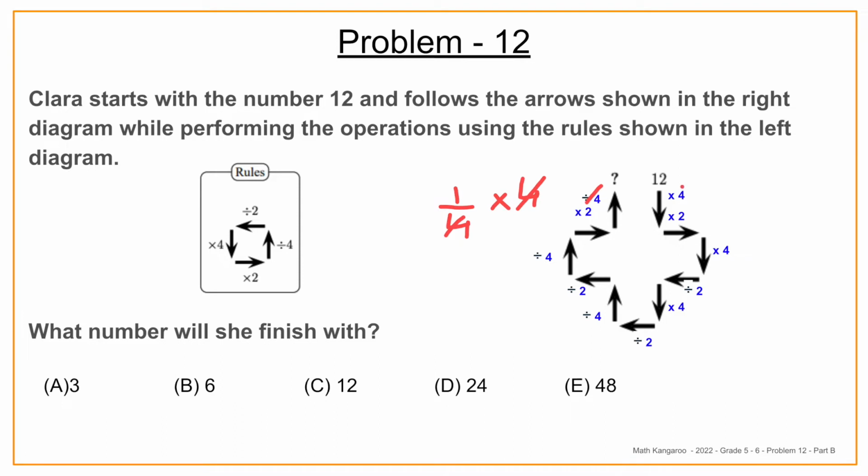So we cancel these. We have multiply 4, divide by 4. We have multiply and divide, we cancel. Now we have multiply by 2. We cancel with divide by 2. We have multiply by 2, cancel with divide by 2. Is there anything left? Divide by 2 only. So we divide 12 by 2 gives us 6. So our answer is option B, 6.